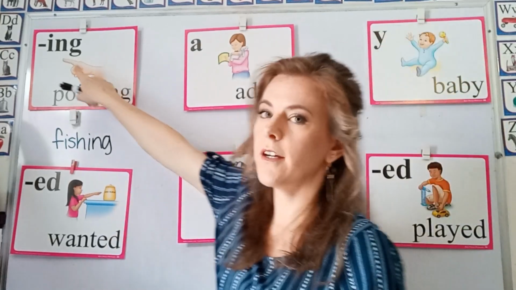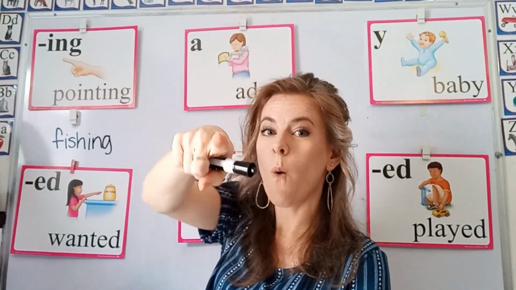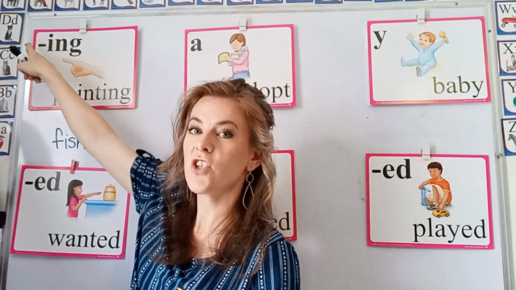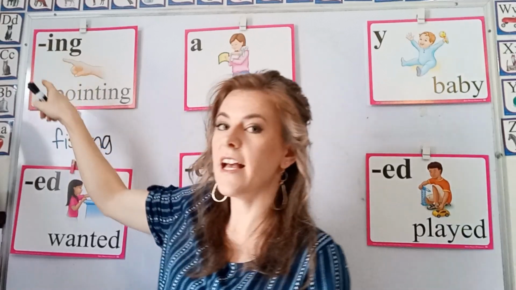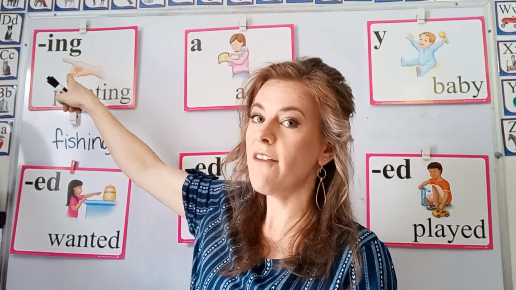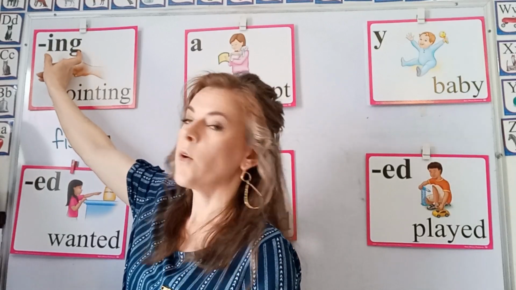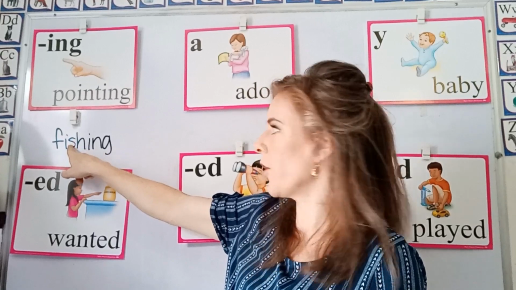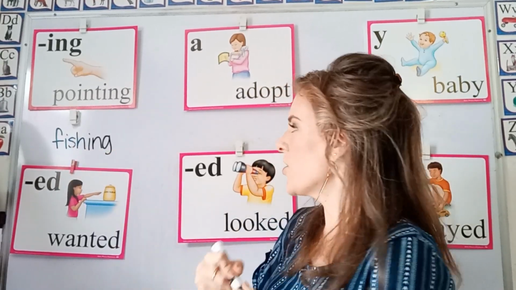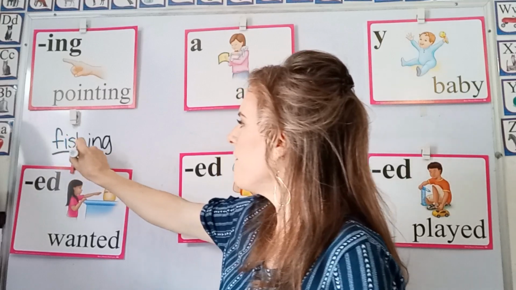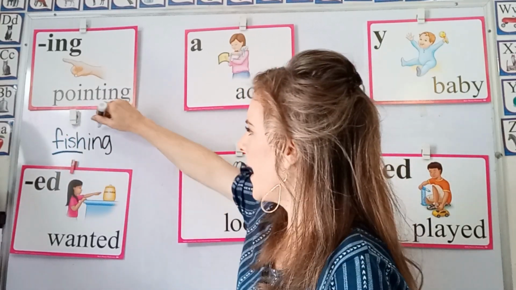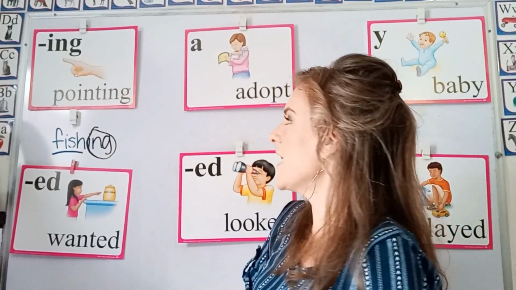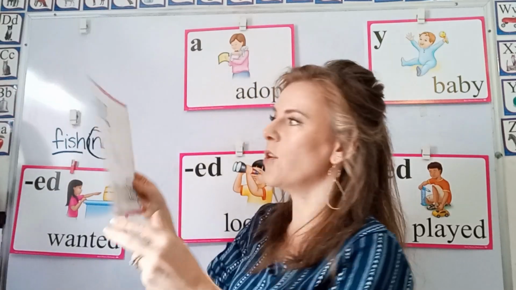So we're going to start up here with the ing in pointing. If you notice here we have a little dash. This tells us that this is a suffix. A suffix is a group of letters that we add to the end of a root word to make a new word. So here we have fish is our root word and ing is our suffix. It's what we added to make a new word.